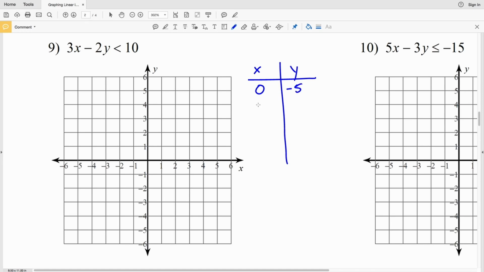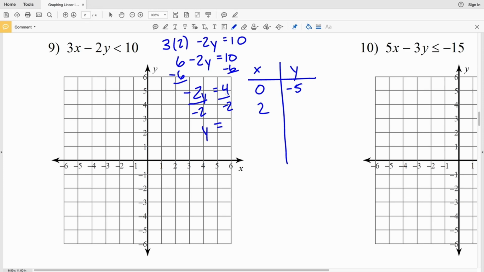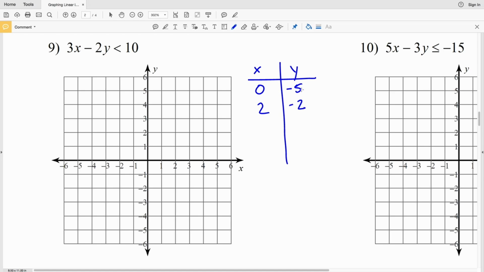Now I'm going to pick 2. What happens when x is 2? 3 times 2 minus 2y equals 10. 3 times 2 is 6, so that'll be 6 minus 2y equals 10. I'm going to subtract 6 from both sides. 10 minus 6 is a positive 4. When I divide both sides by negative 2 as my next step, I get that y is equal to negative 2. So when x equals 2, y is negative 2.